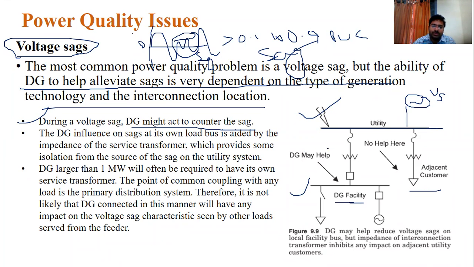But there is one problem with DGs also. A DG larger than 1 megawatt will require its own service transformer. Therefore, it is somewhat difficult to maintain voltage in the system during sags. The simple reason is that a sag appears in the power system for a very short time, and in that short time the DG sometimes may not operate to reduce the voltage sag. This is one of the problems.